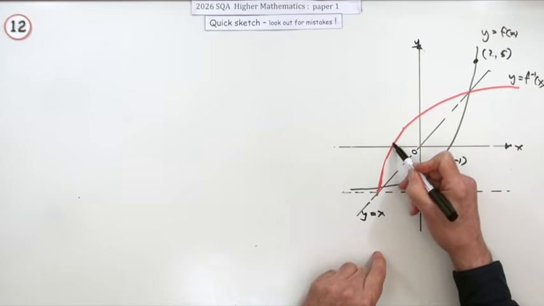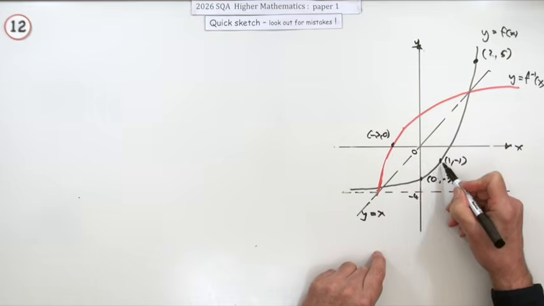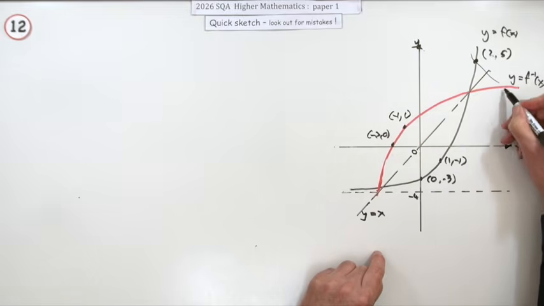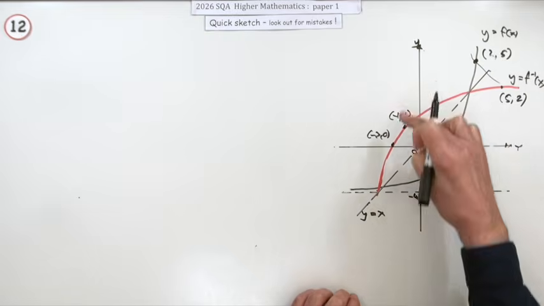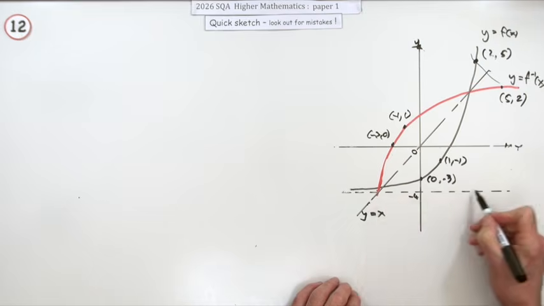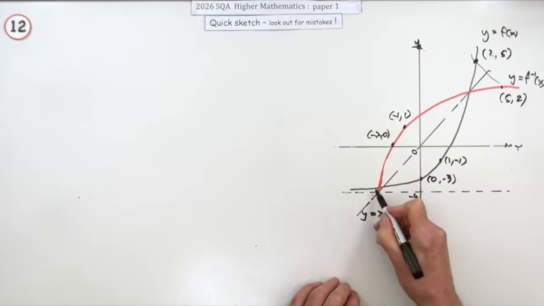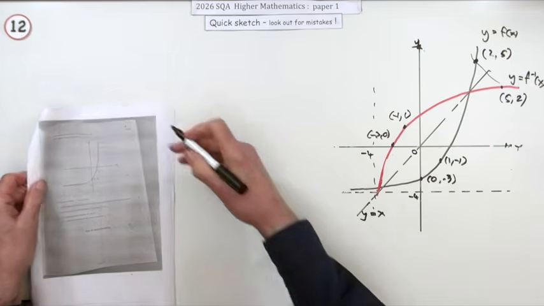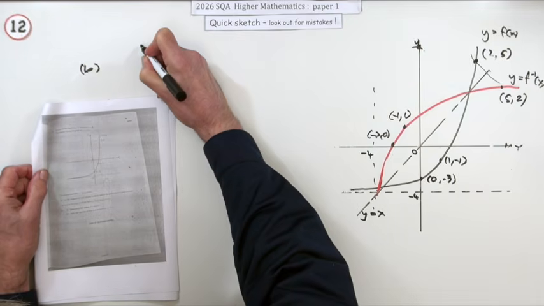Switch them around. 0, -3 will be -3, 0. 1, -1 will go to -1, 1. And 2, 5 will go to 5, 2. Now you have to put those 3 points in. And that line y equals -4 would reflect to x equals -4. So those are boundary lines to these curves.